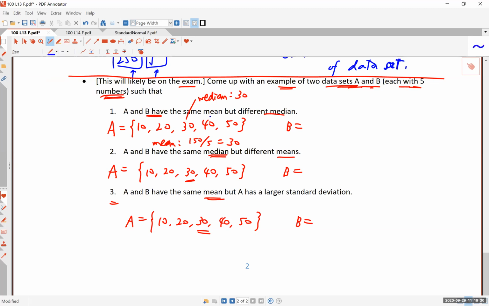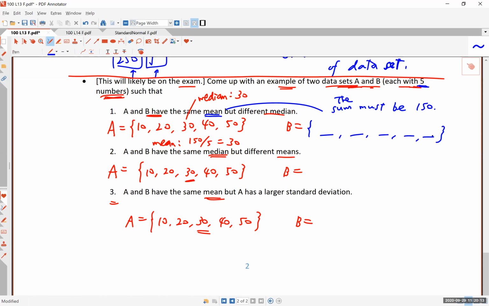All right, so here we go. If you have to have the same mean, that means the sum cannot change. The sum must still be 150. You see why? Because I need to have 5 numbers, right? So to have the same mean of 30, the sum divided by 5 has to be 30. So the sum has to be 150. So I have to come up with 5 numbers whose sum is 150, but with a different median.